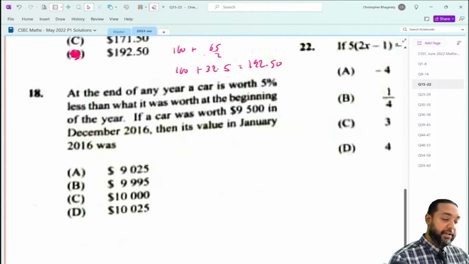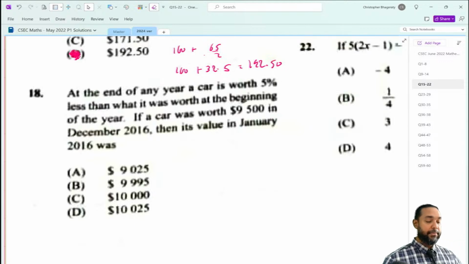At the end of any year, a car is worth 5% less than what it was at the beginning of the year. If a car was worth $9,500 in December, what was its value in January to start? If it lost value to go down to 9,500, it would have come from a higher value, right? So which value can we automatically eliminate? A, because A is lower than the 9,500.